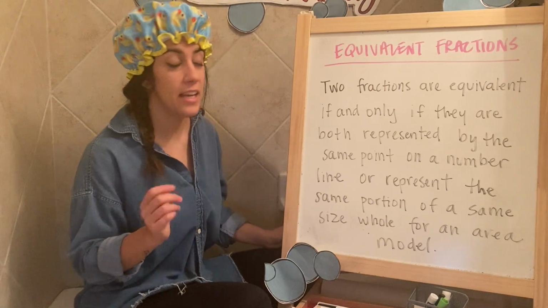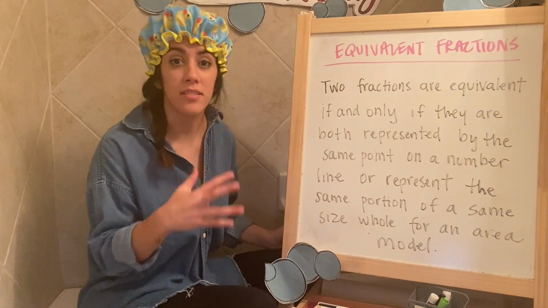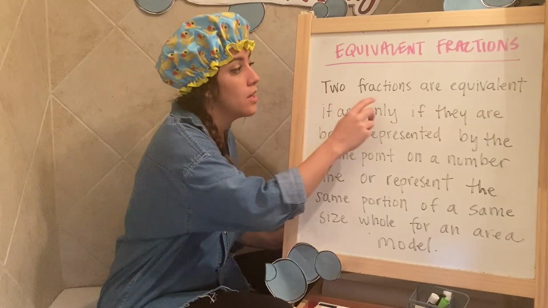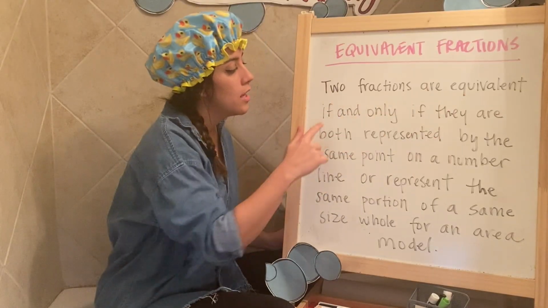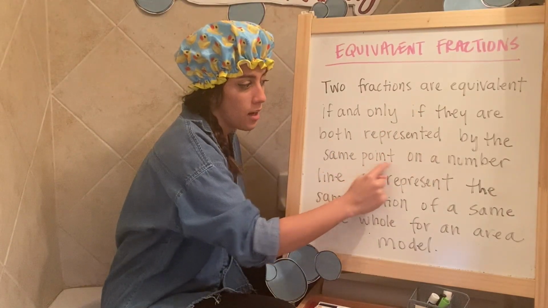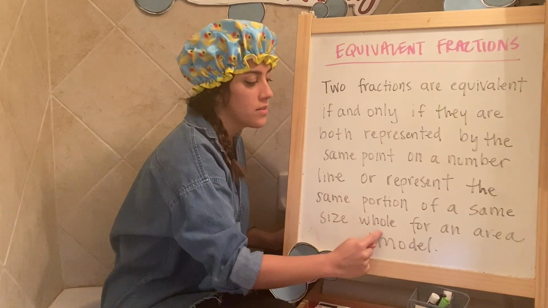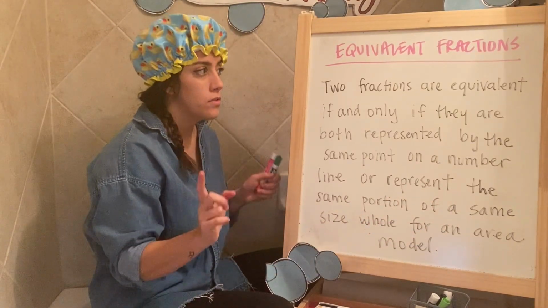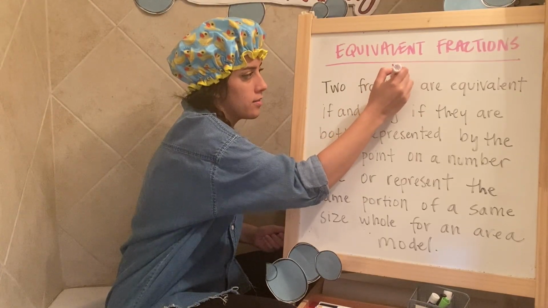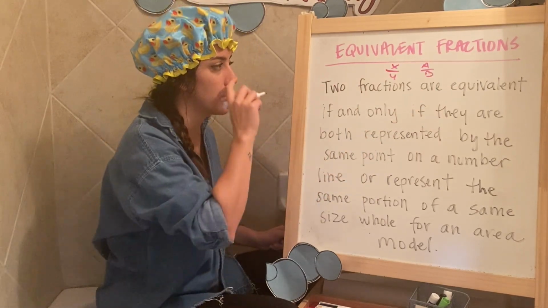Okay, let's define what equivalent fractions means, and then we'll jump into what it looks like visually. The definition is: equivalent fractions are two fractions that are equal if and only if they are both represented by the same point on a number line, or represent the same portion of a same whole size for an area model. So I would have two separate fractions, right? Let's say X and Y, and then A and B. I'm just putting letters for now as placeholders.